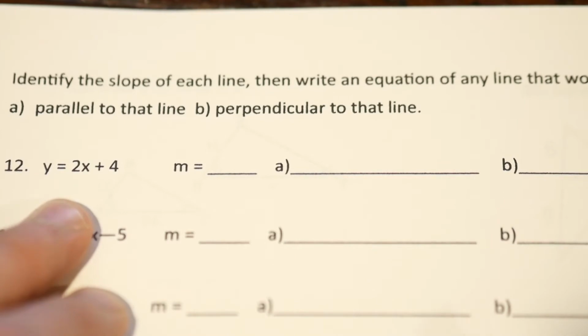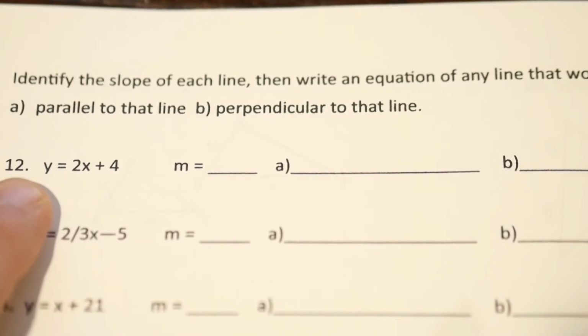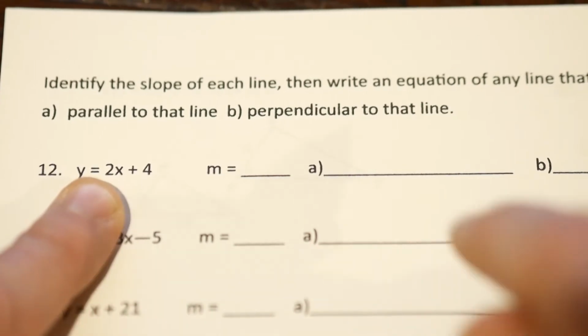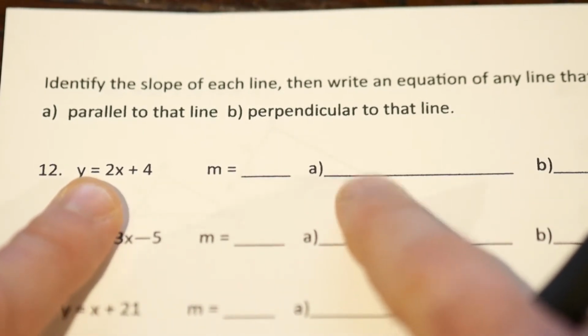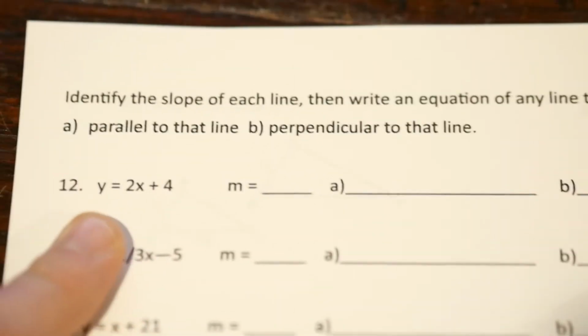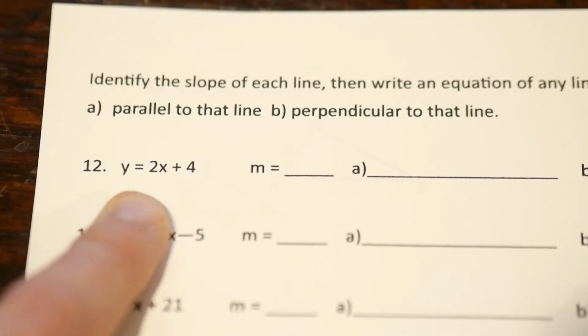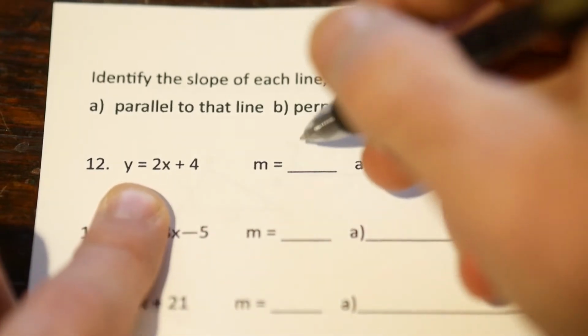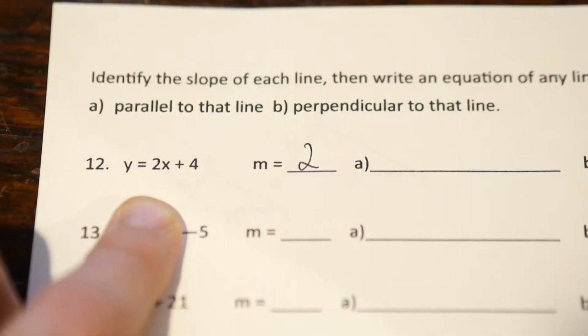Okay, on this next section, what we're doing here is we are identifying the slope for each line. Then we're going to write the equation of a line that would be parallel to it, and then an equation of a line that's perpendicular to it. So on number 12, y equals 2x plus 4. Okay, what's the slope there? And the answer is 2.